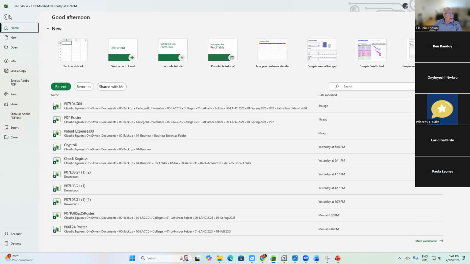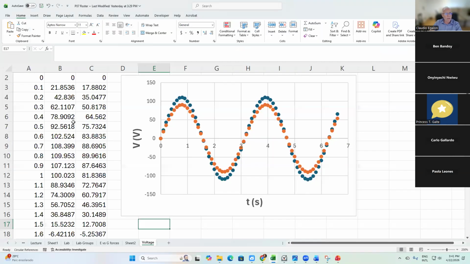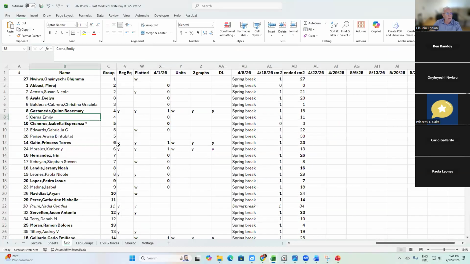So let's see, I want to go through the roster one by one. Make sure you are ready to do this lab. Today is the 22nd. Oni, are you there?